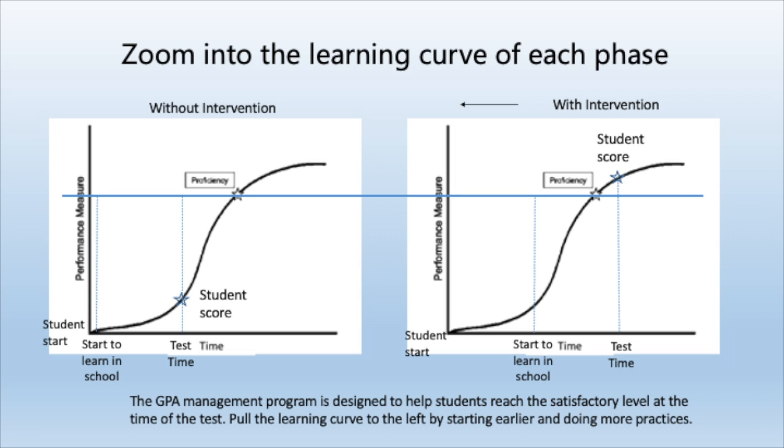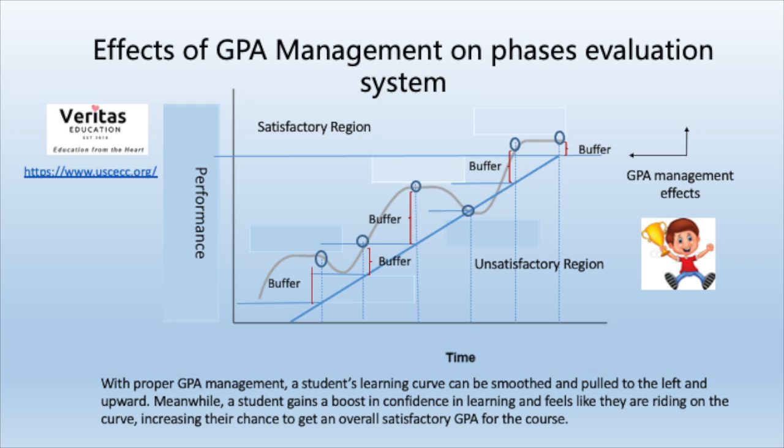Therefore, we use a GPA management program. By starting earlier and doing more practice, students can move their learning curve to the left and enter the stage of fast improvement when the school begins to teach. By the time they reach the test, they will have already reached their potential level. With a GPA management program, students' learning curves can be pulled to the left and pushed upward. Meanwhile, students experience a boost in confidence in learning and feel like they are riding on the curve, which increases their chance to get an overall satisfactory GPA for the course.